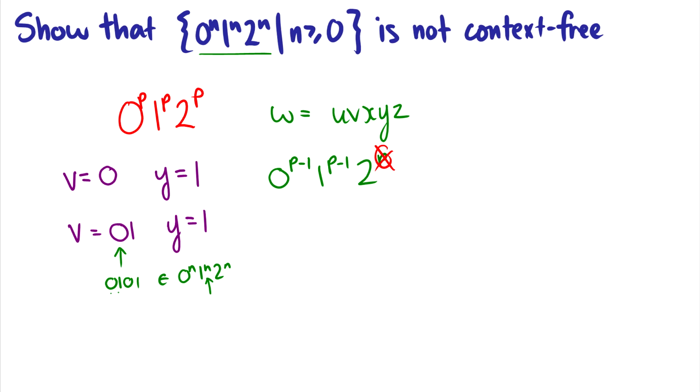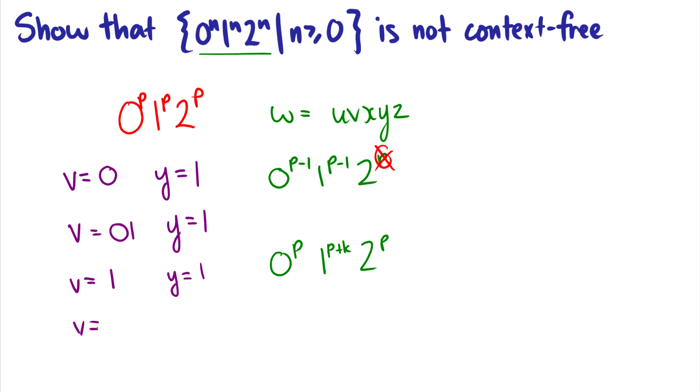Okay, more conditions. The other conditions really follow suit. Other things that can happen: v equals 1, and we could also pick y equals 1, that's fine, but then we'll end up with something weird like 0 to the p, 1 to the p plus however many we want to pump up, and 2 to the p, where both 0 and 2 haven't been touched, but 1 has been pumped up. Another possible combination is v is equal to 1 and y is equal to 1, 2, but again we run into the same problem that we did earlier.